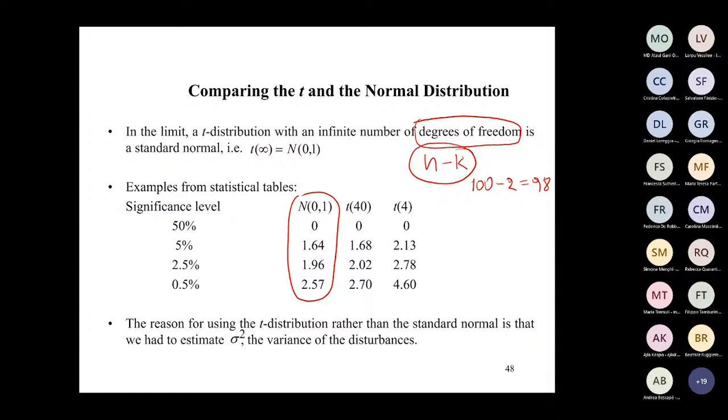The critical values of the T distribution depend on the degrees of freedom. Usually the T distribution has, in absolute terms, higher critical values than the normal. You can see, for example, 2.70 is greater than 2.75, 4.6 is greater than 2.75. So the critical values from the T are always higher than the critical values from the normal.